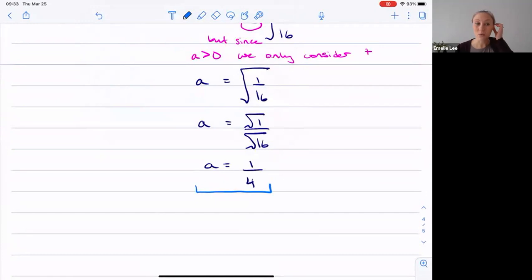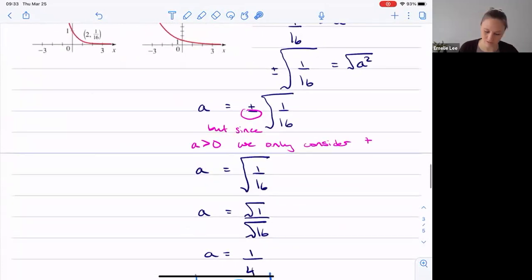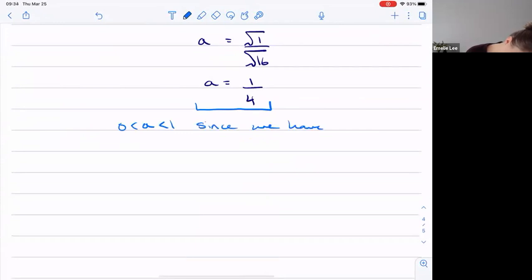Does that make sense? Well, yes, because we already know from the graph that we have exponential decay, because it's going down. So we've got this decay function, and for decay, we're expecting our a to be between 0 and 1. So 1/4 fits the bill. And so far things are checking out. A is between 0 and 1 since we have decay.